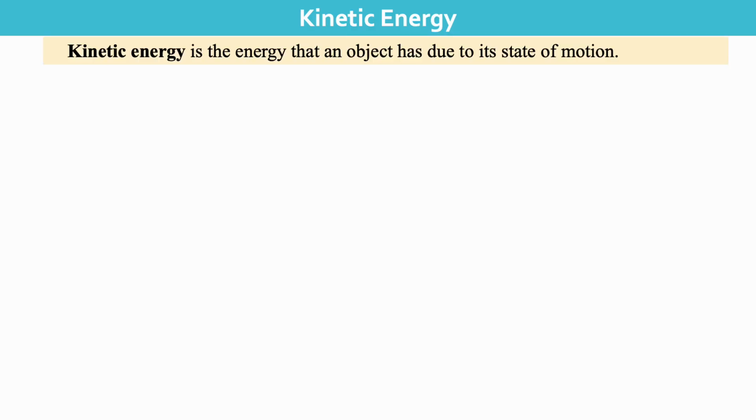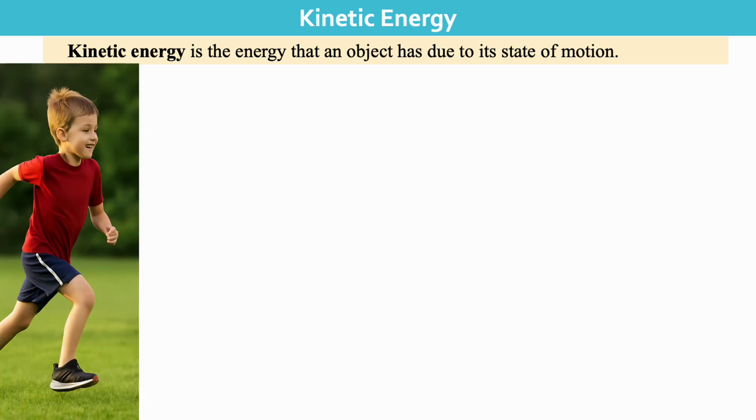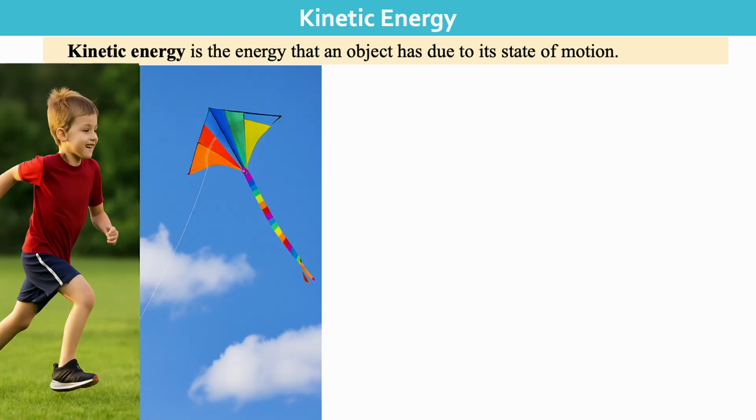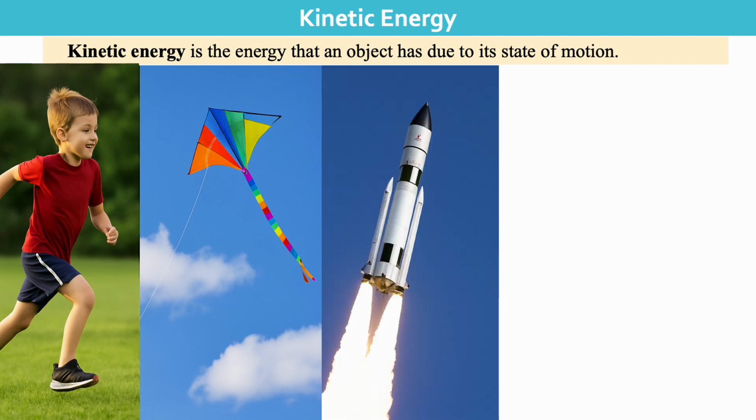Kinetic energy is the energy an object has because of its motion. A running child, a flying kite, or a rocket blasting off all have kinetic energy. Kinetic energy depends on two factors, mass and speed. The faster and heavier the object, the greater its kinetic energy.